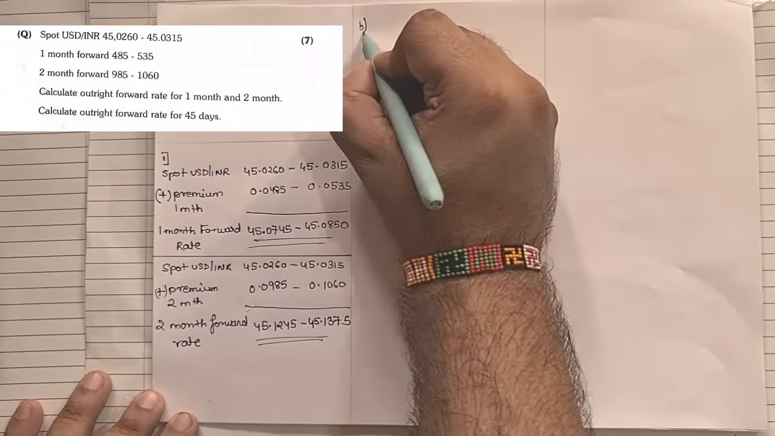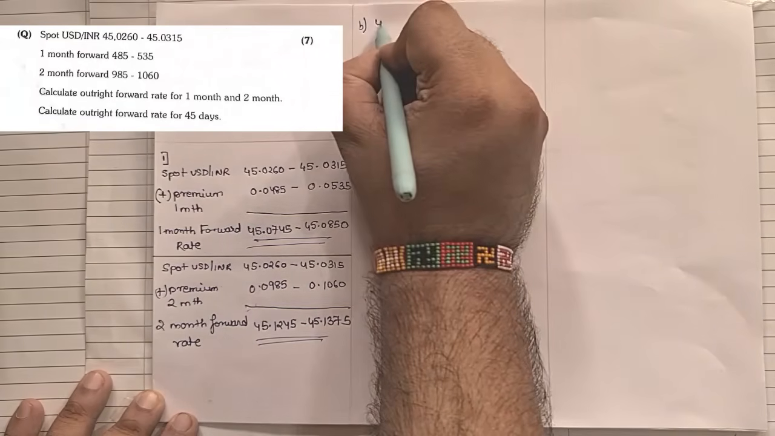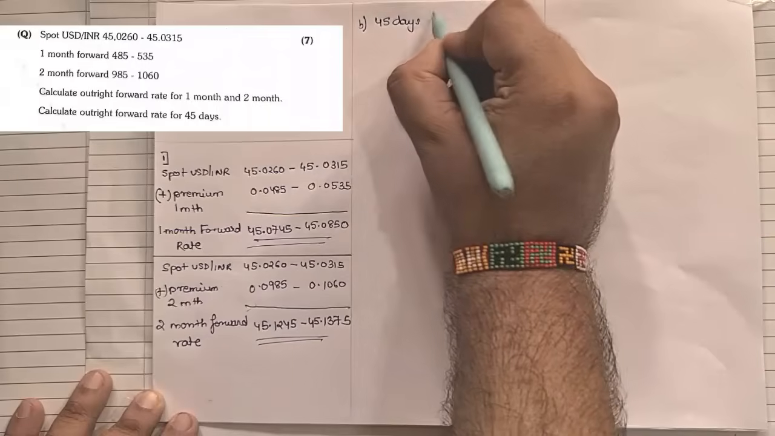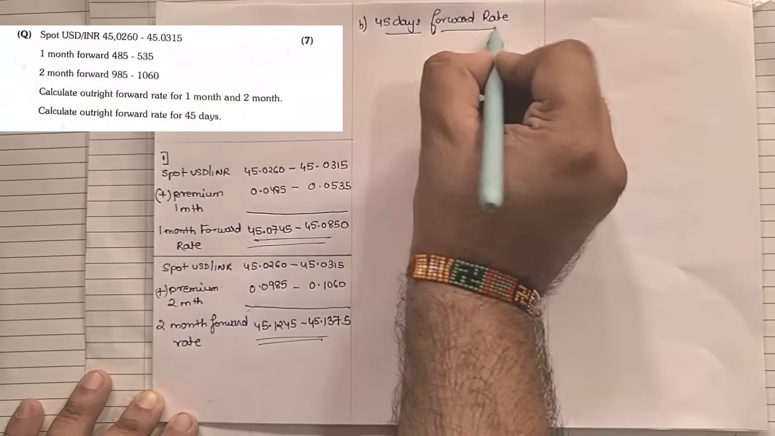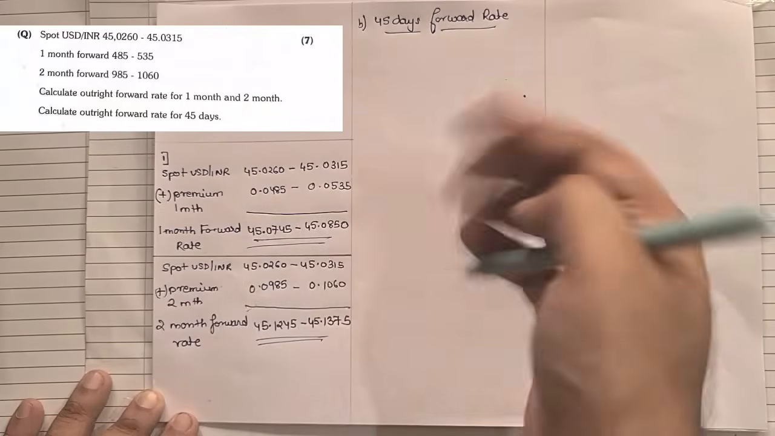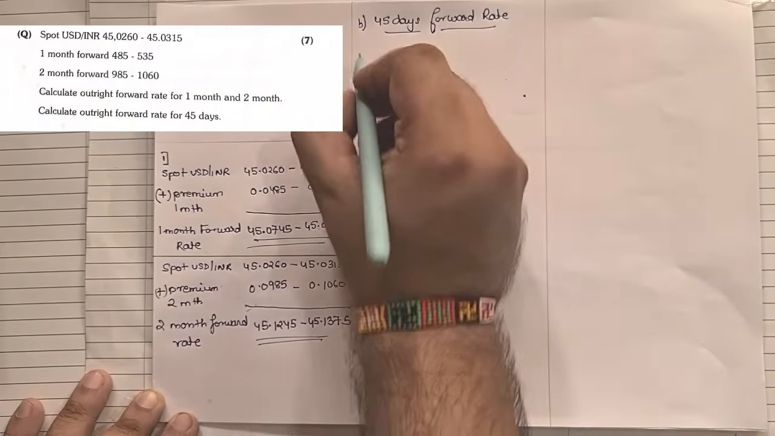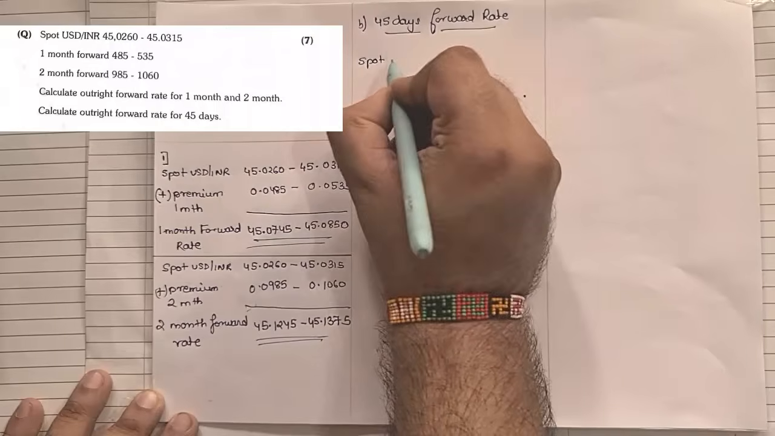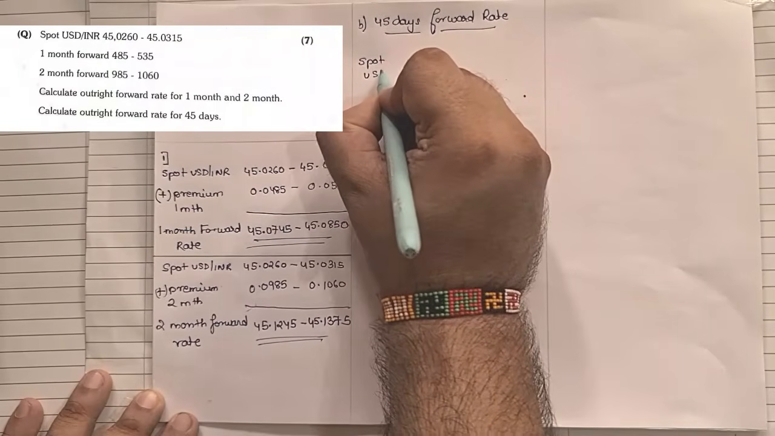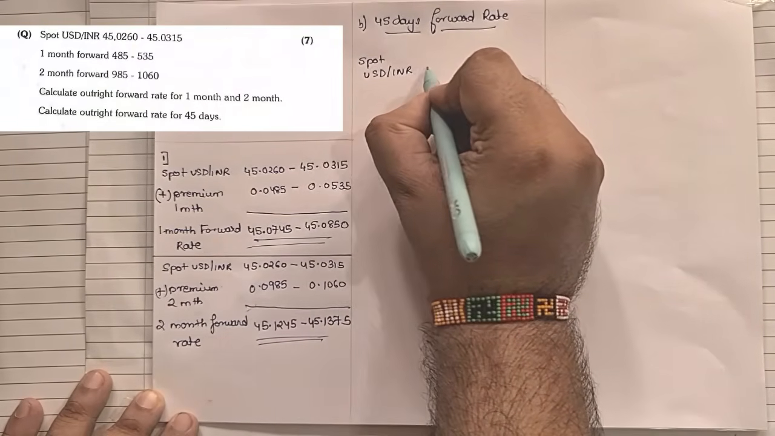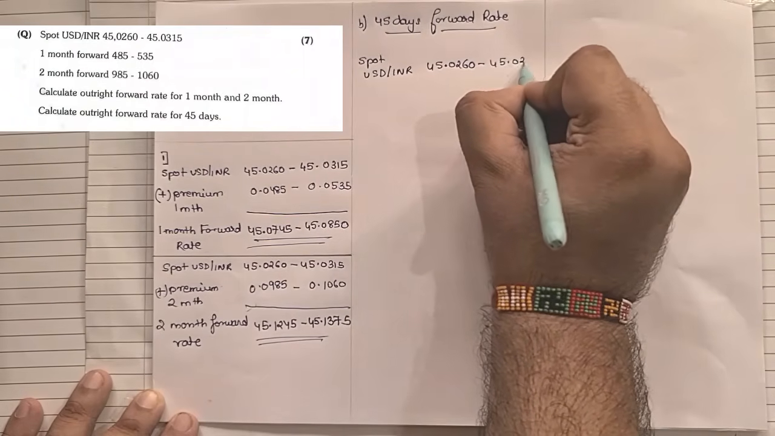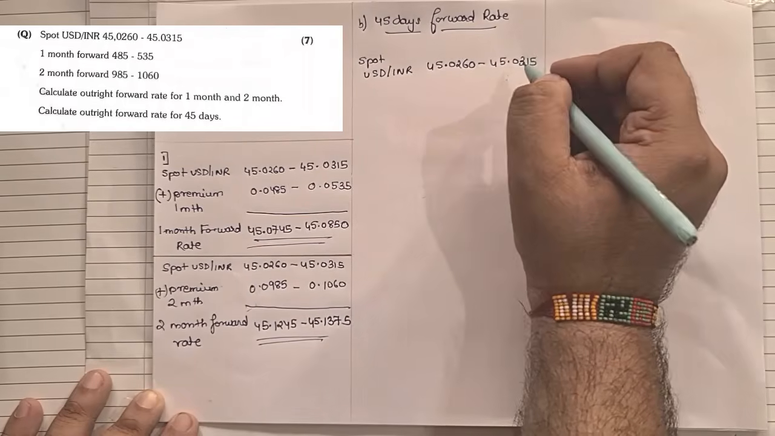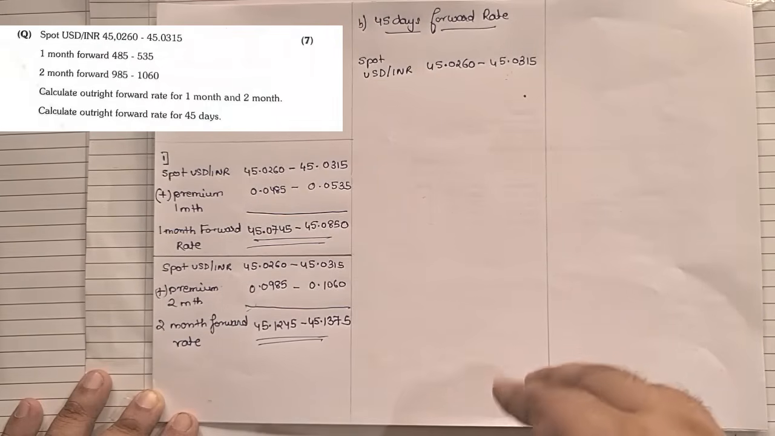The B part, they're asking us to find the 45 days forward rate. In order to find the 45 days forward rate, remember the first thing we know, 45 days comes after 1 month. So see how we start now. It will be spot, the order is the same. Spot USD to INR. The spot rate was 45.0260 and 45.0315. To this, now, 1 month is 30 days.